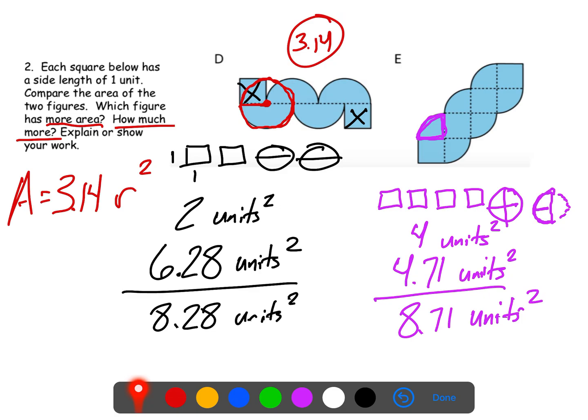And you can see now, based on our calculations, figure E is larger, but not by much. If we wanted to be exact, we would just subtract. So go ahead and subtract the smaller image, the total area of the smaller image, from the total area of the larger image. That answer, that difference, is going to answer the question, how much more, how much bigger is figure E?